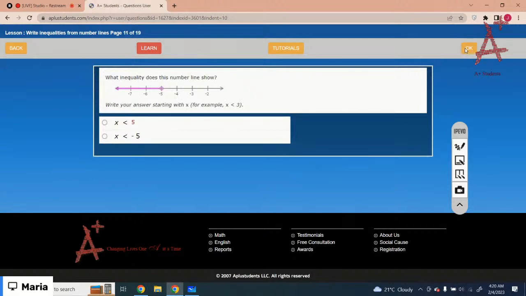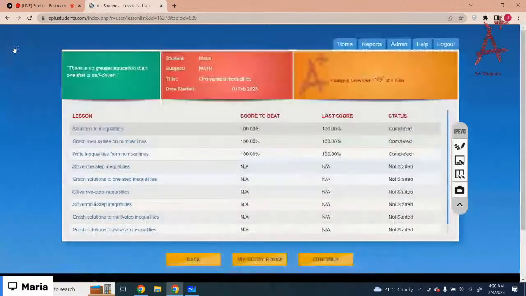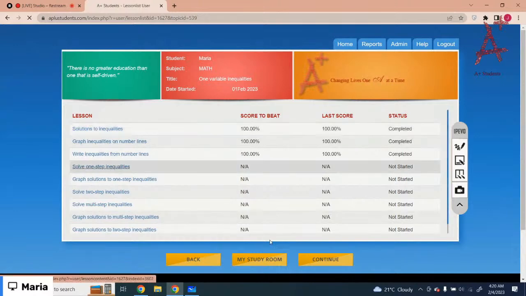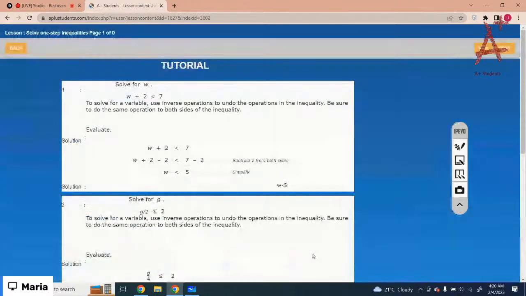Okay, you can complete the test by yourself later today. Let me just move on to the next lesson. The next lesson is solve one step inequalities. Okay, let's start with the first one. Solve for W. So you have to do it like we do the one step equations. You just have to use reverse operations to calculate the value of the variable.